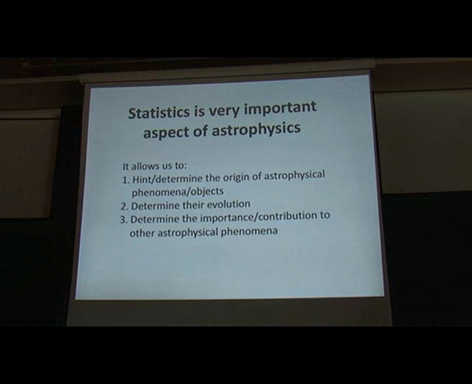For example, statistical study of accreting sources, or just different sources in astrophysics, can help you understand the following. It can hint at the origin of astrophysical phenomena if you do not know it, or you can even determine the origin from statistical study. You can determine the evolution of astrophysical objects, which typically you cannot do by studying individual objects. Or you can determine the importance of their contribution to other astrophysical phenomena.